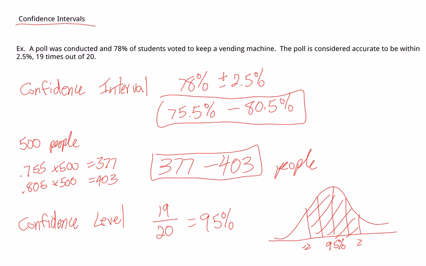It's a little bit confusing in the terminology. So just remember, when you're doing your confidence interval, it's the plus or minus part. And if they want the actual number of people, you need to multiply it by the number of people. And then the confidence level is just how many times out of 100 or 20 or whatever it could be written as.